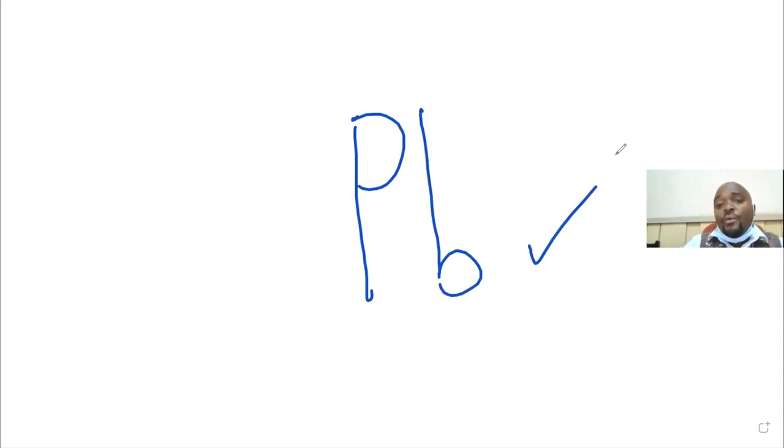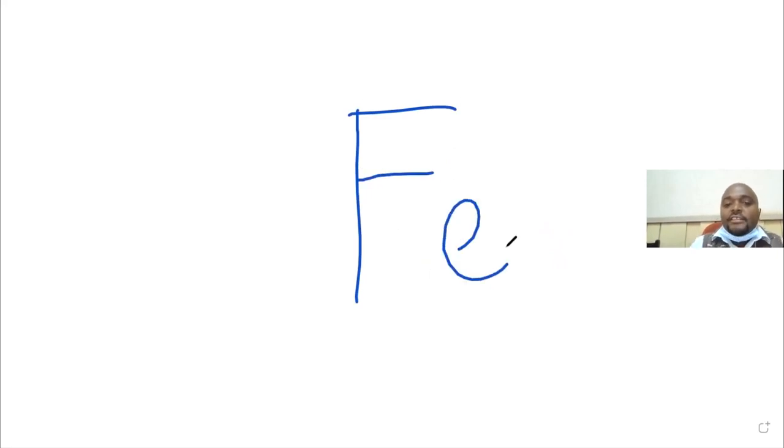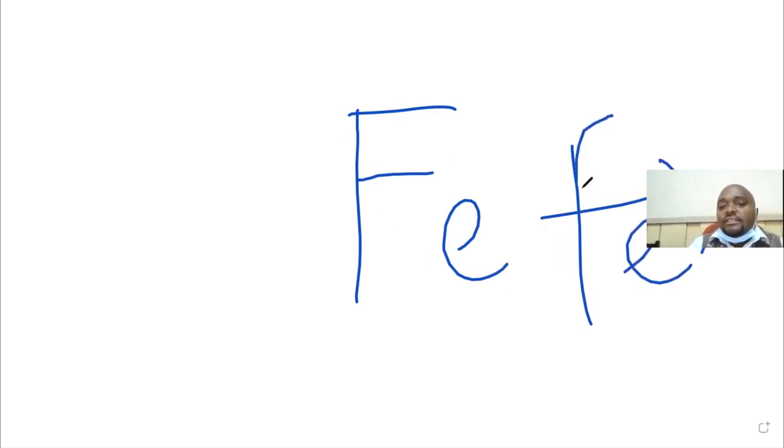Again, we have iron, capital letter F. Some students write, this would be incorrect, or like this, will still be incorrect. Should be capital letter F, small letter e. Those are the very important symbols which you should check and which can make you fail.